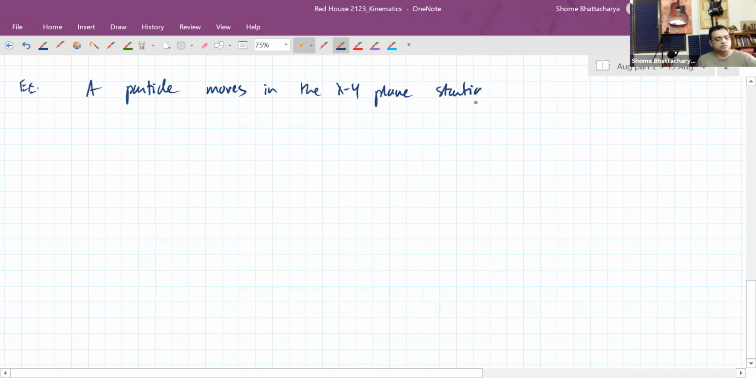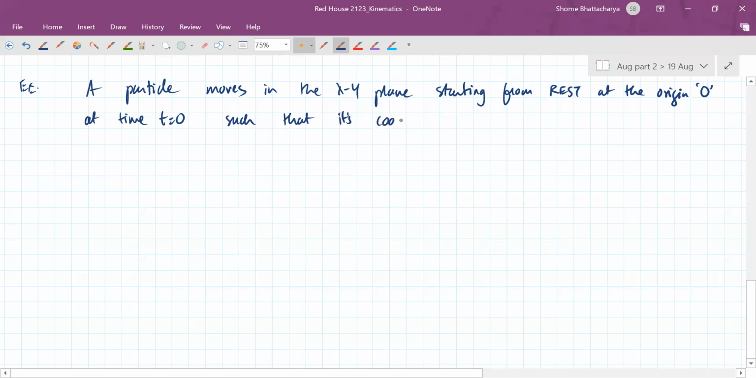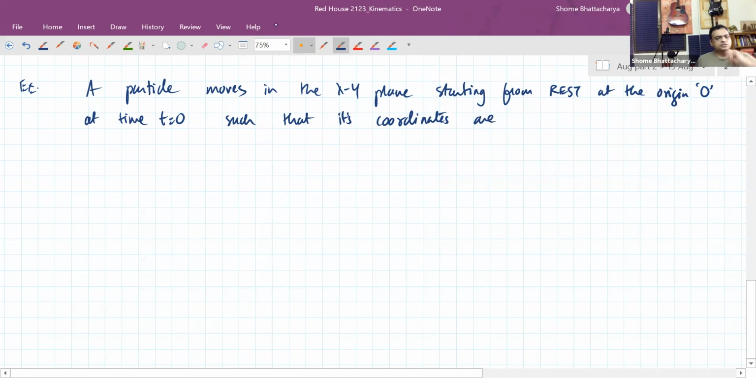starting from rest at the origin, at time t equal to 0, such that its coordinates are, in fact, let's do one thing, let's make this more interesting. We will not make it start at the origin, so it's just starting from rest. Okay, it's not necessary that it must start at the origin, so we'll remove that from this.